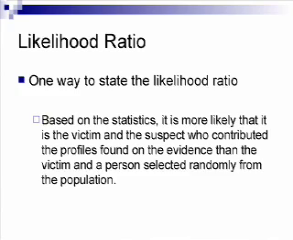The likelihood ratio is calculated by evaluating each locus, determining the probability of each possible genotype for the second contributor, and adding each genotype probability for each locus. Then, the values for each locus are multiplied together to obtain the total likelihood ratio. One way to state the likelihood ratio, assuming it is greater than 1, is to say, based on the statistics, it is more likely that it is the victim and the suspect who contributed the profiles found on the evidence than the victim and a person selected randomly from the population.